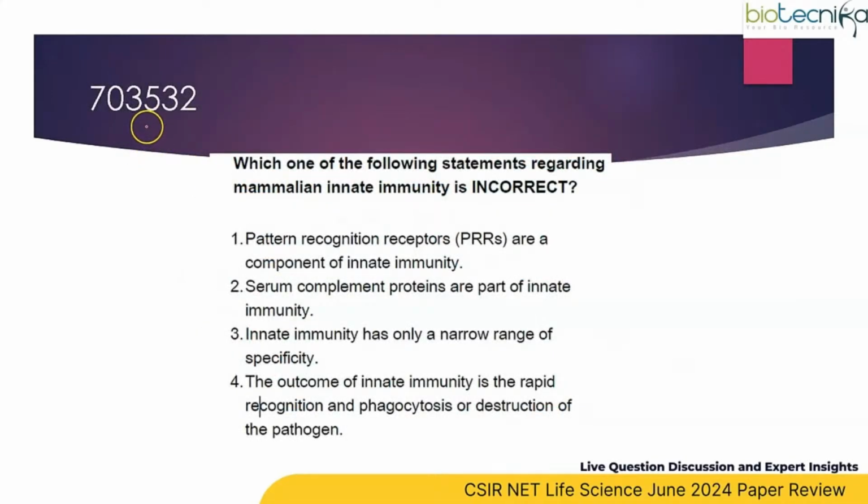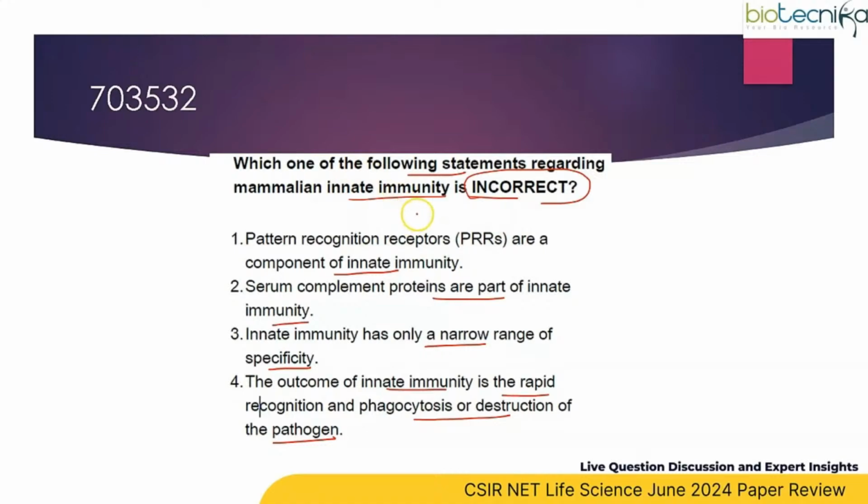The first question number is 703532. As we can see, it is from immunology. Which one of the following statements regarding mammalian innate immunity is incorrect? 1. Pattern recognition receptors or PRRs are a component of innate immunity. 2. Serum complement proteins are part of innate immunity. 3rd, innate immunity has only a narrow range of specificity. 4th, the outcome of innate immunity is the rapid recognition and phagocytosis or destruction of the pathogen. So we have to find the incorrect statement. It is a part B question. Can you all try and tell me?